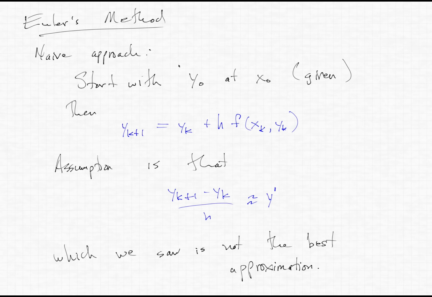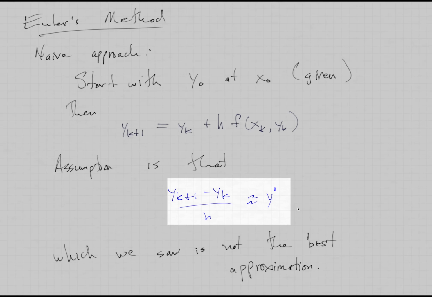Hi guys, we're going to talk about a simple method for solving numerical ODEs, or rather for solving ODEs numerically. It's called Euler's method. It goes back to Euler. It's the naive method, and it corresponds to the naive method for estimating derivatives that we saw previously. That is, we assume that if we take the difference between yk plus 1 and yk and divide by the difference between the x values, which would be h, the interval between the x values, that should give us a good approximation for y prime.